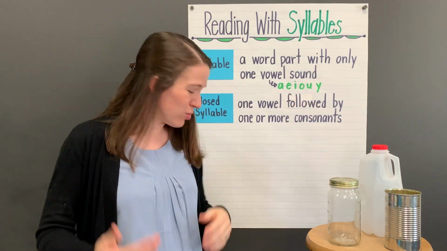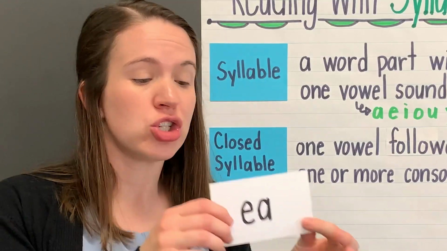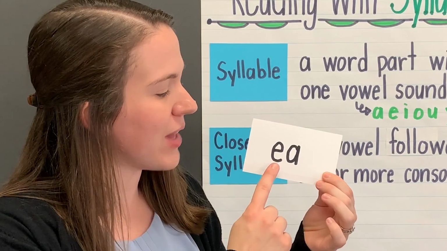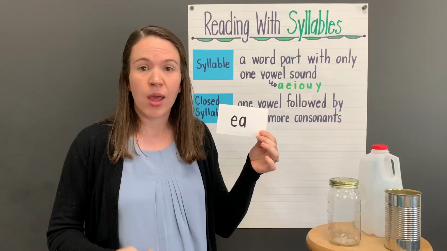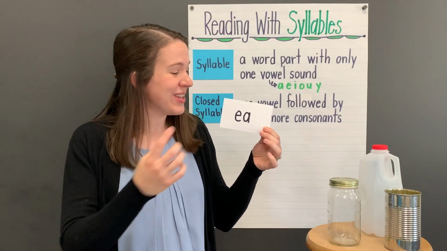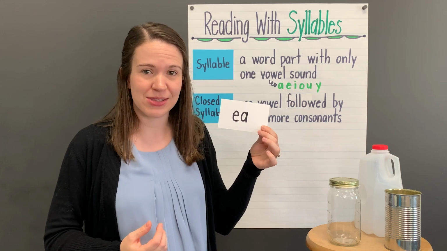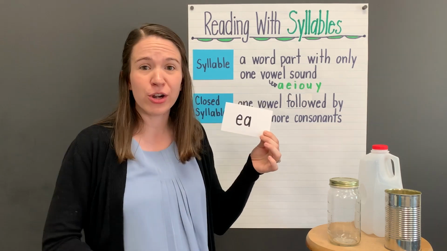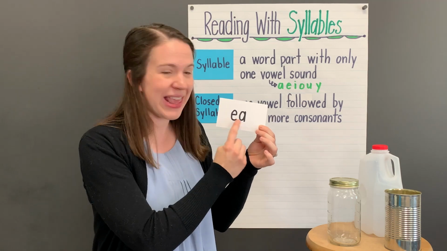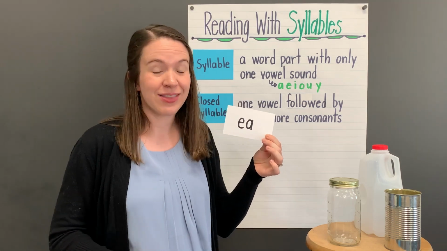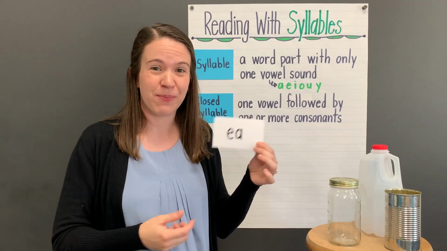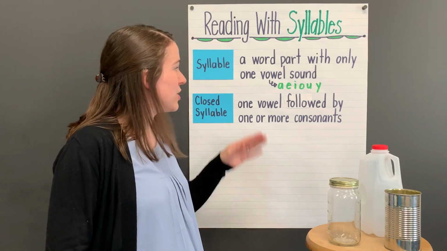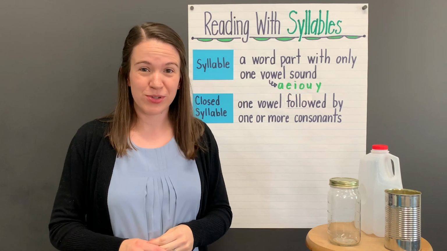When you hear that syllable and you see it written, you will only hear and see one of these vowel sounds. Now, sometimes you might see two vowels written together in a syllable, like the letters E, A. But when you hear that sound pronounced in the syllable, you'll only hear one vowel sound. This pattern usually says E, like that. That's only one vowel sound. So you know that you have a syllable if there is only one vowel sound.